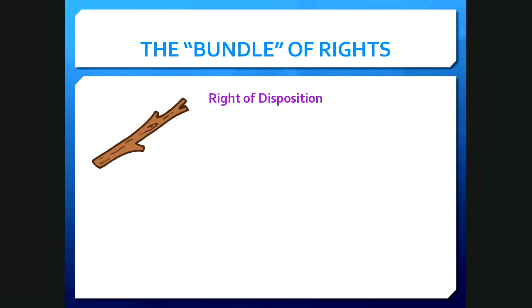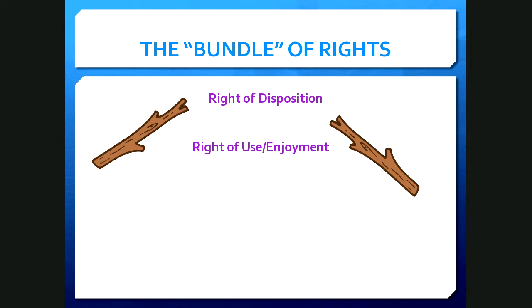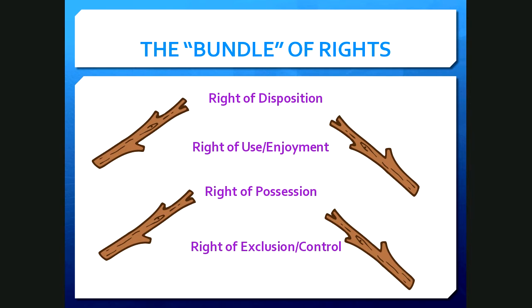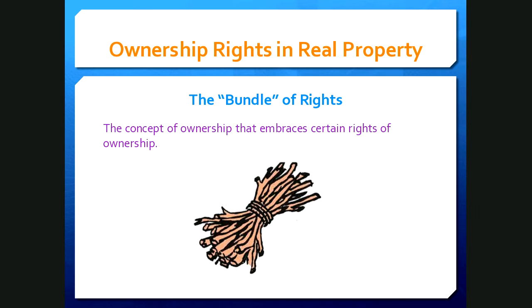So the first one is right of disposition. We also have the right of use and enjoyment. We have a right of possession and a right of exclusion or control. So each one of these is an individual right. So we think of it as its own individual stick. And if we pick up all the sticks or pick up all the rights, we end up with a bundle. And so that's why we call it the bundle of rights.